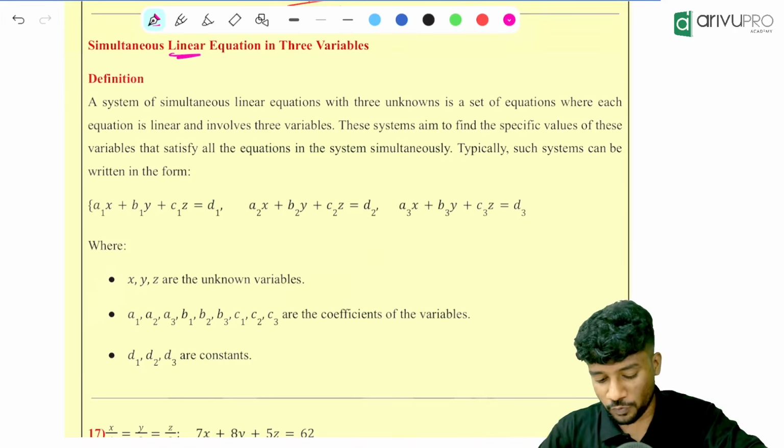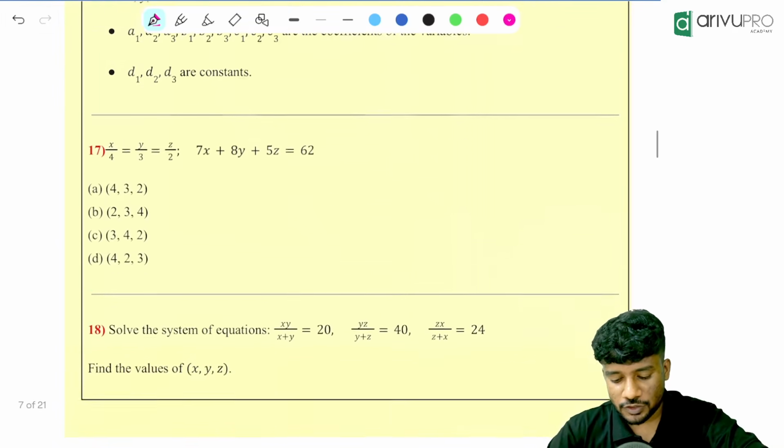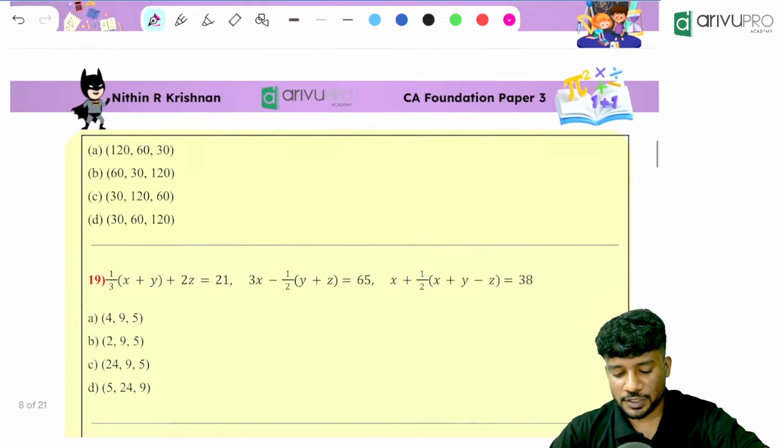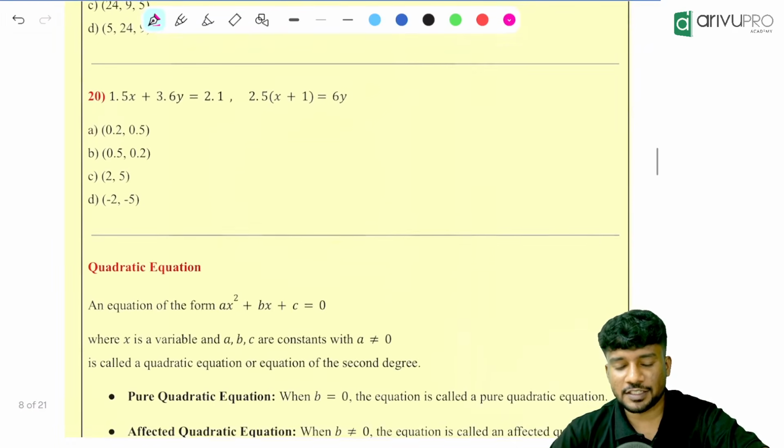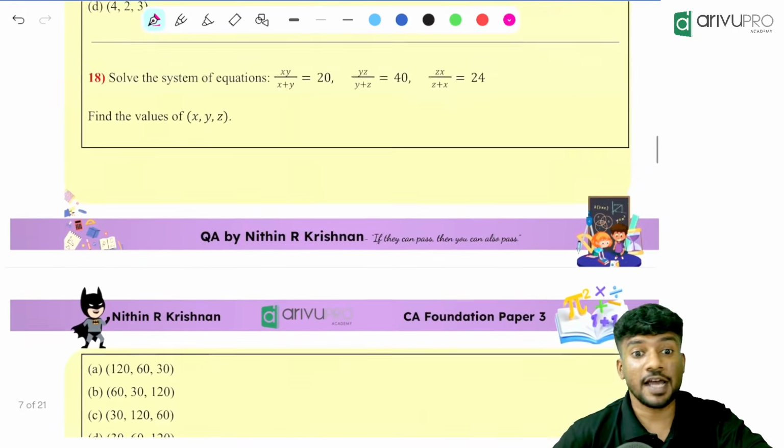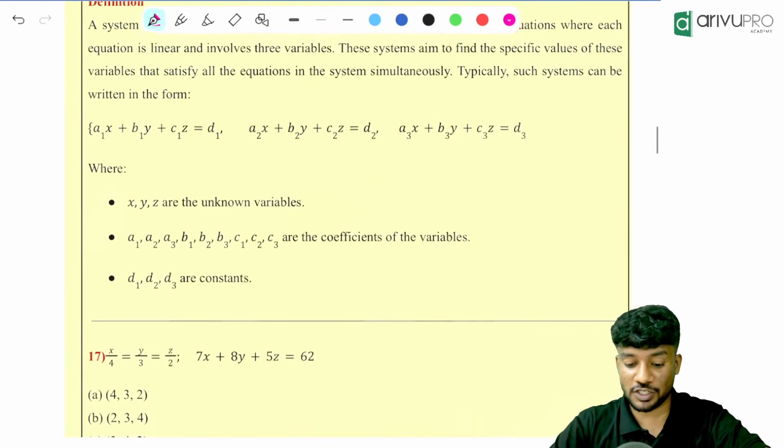Our question will always be like this. See this? X, Y, Z are there. In the options also, X, Y, Z values will be given. We just need to do what? Option hitting. That's how the question will be there for the examination.